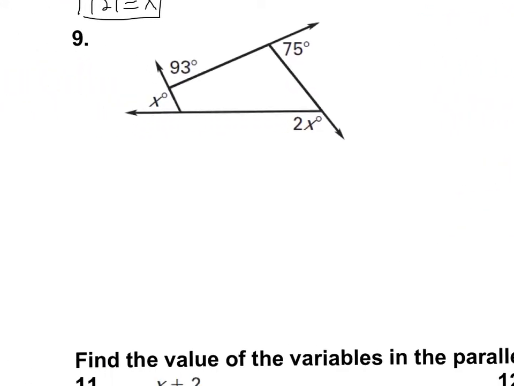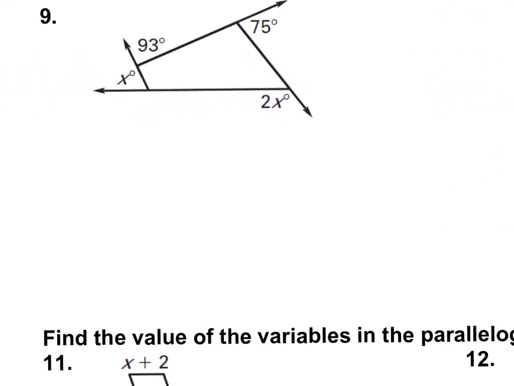Now what we learned about one like number 9 and 10 is that these are called external angles. And you don't have to count the sides here. Any polygon, if you add up all of the external angles, any convex polygon, it should add up to 360. So I'm just going to go ahead and start off with 360 equals, and then we'll add all the others up. I'll do x plus 2x plus 75 plus 93.